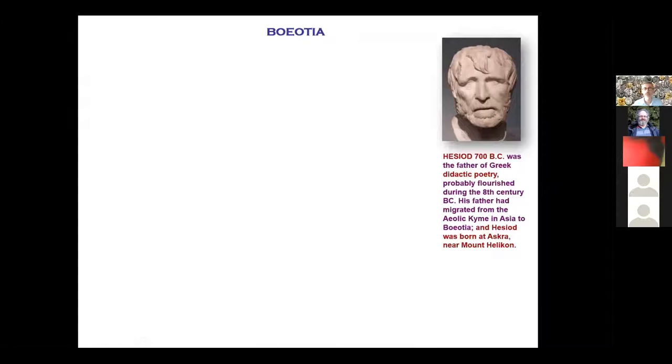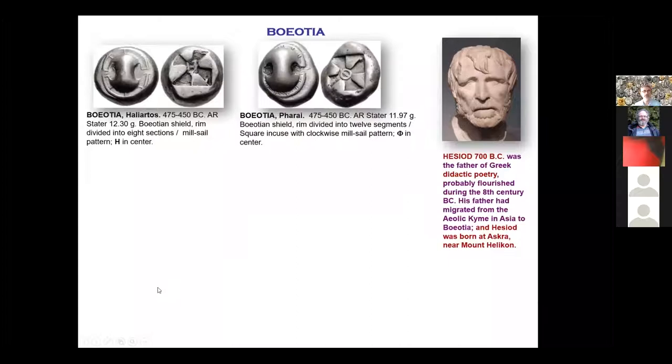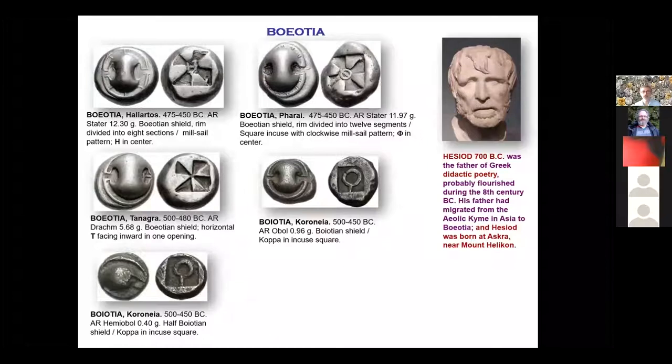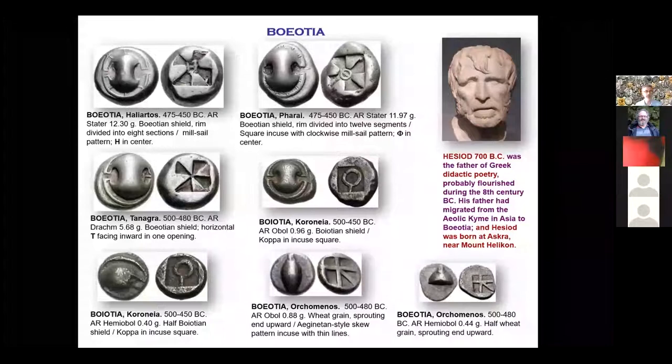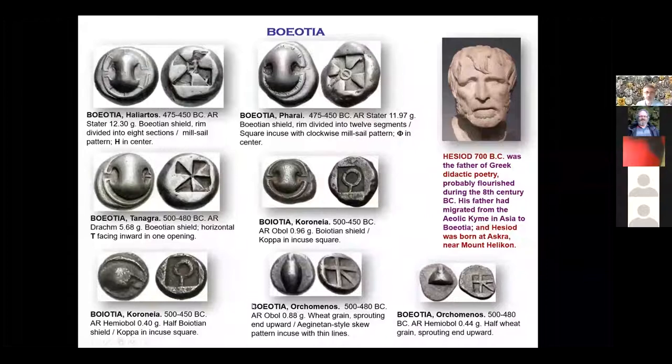And Boeotia is an interesting place. It is the region of Hesiod, even though his family came from Asia. He was born at Askra near Mount Helicon, the father of didactic poetry. From the beginning, it's a league. It's like the Lycians. They had their own distinctive administrative system, and they adopted a shield, the Boeotian shield, as the symbol of their city. And as you see, they come in at least five different denominations, if not more, a clear indication that they were used to facilitate trade.